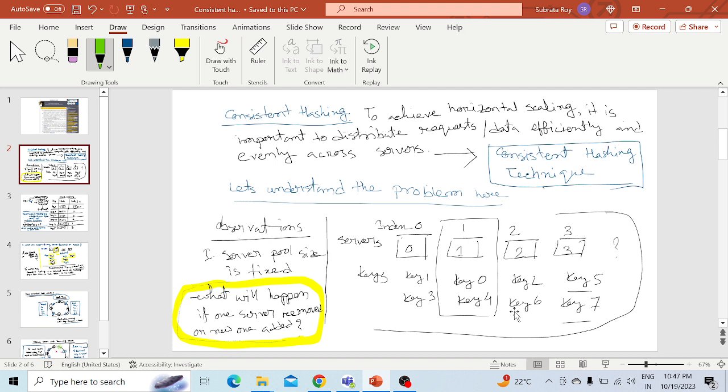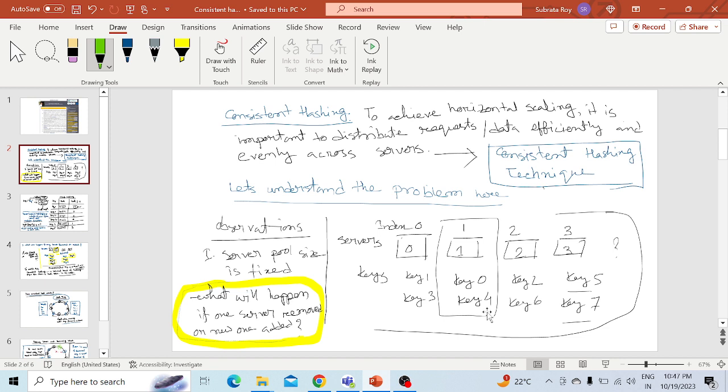Now if you look at this setting, the observation is that as long as the server pool size is fixed, I don't have any issues. If I want to look for key 1, I look in server 0; for key 5, I look in server 3, because the distribution has already happened. I don't have any issues. The issue will come the moment I need to, suppose, remove server 1.